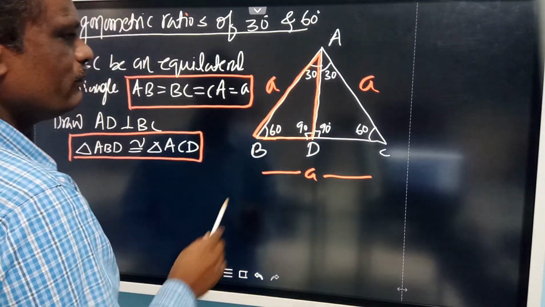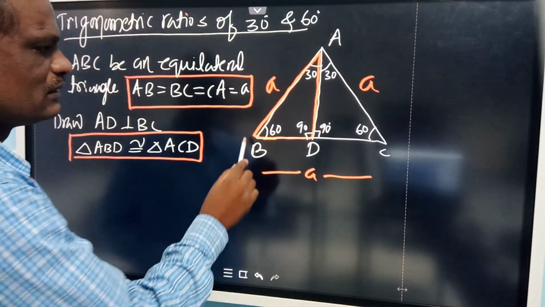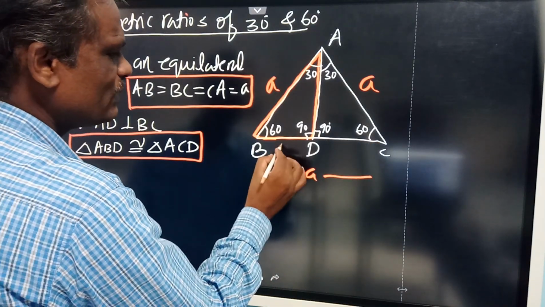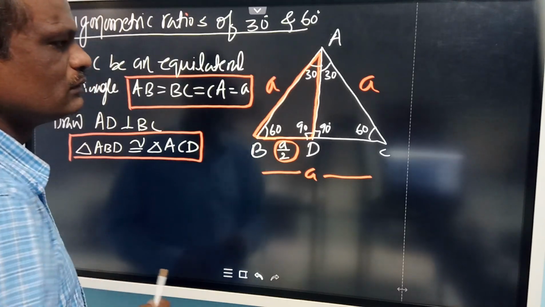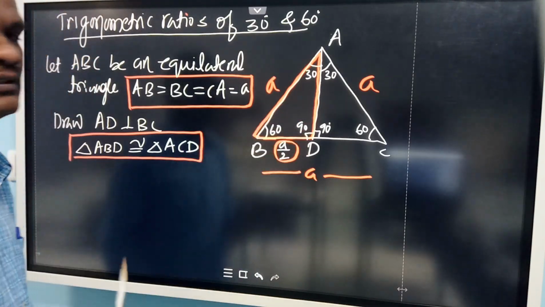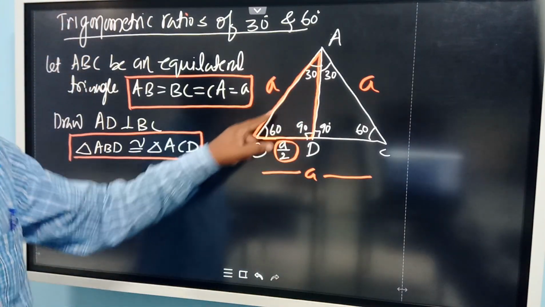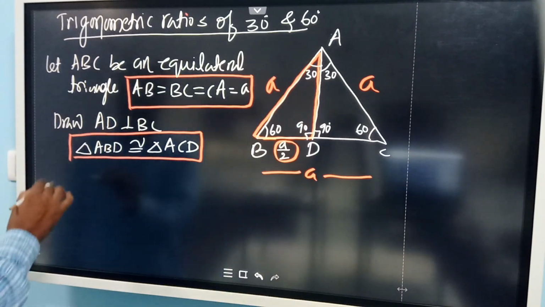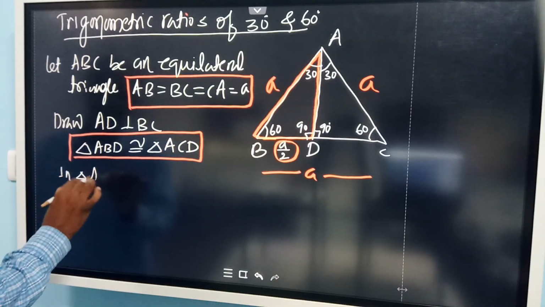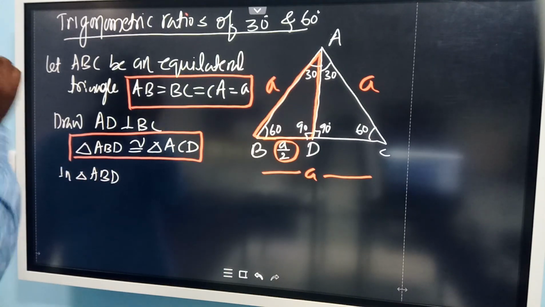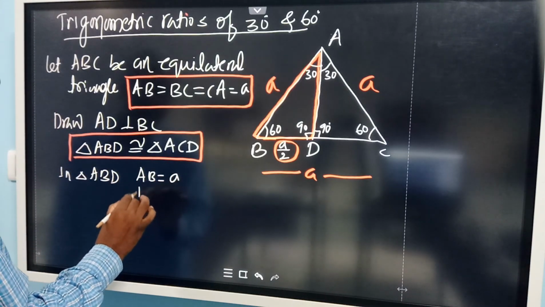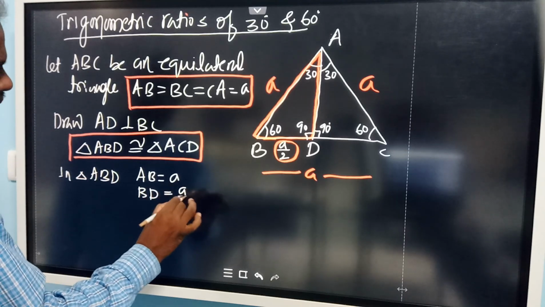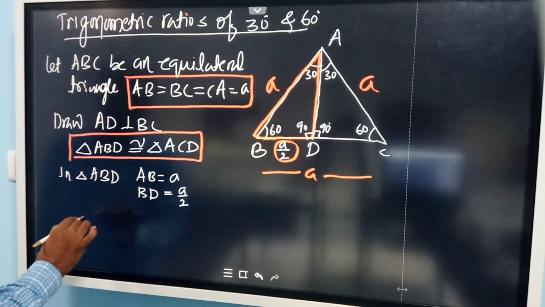In this triangle, this is A units. Tell me what about BD? It must be A by 2. This is A by 2. So using this, you have to find out the length of AD. It is a right angle triangle, triangle ABD. In triangle ABD, we have AB equal to A, then BD equal to A by 2. So find out AD square.